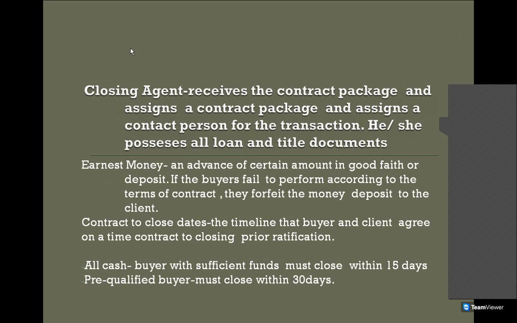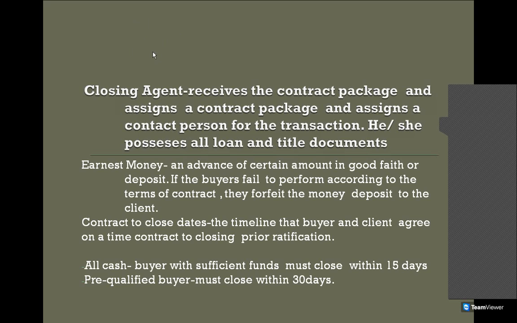Now, the closing agent receives the contract package and assigns the contract package and a contract person for the transaction. He or she possesses all loan and title documents. After which they would have an earnest money. Earnest money, in a Philippine scenario on real estate, is what we call a deposit, an advance of a certain amount in good faith. Now, if a buyer fails to perform according to the terms of the contract, they forfeit the money deposit to the client.